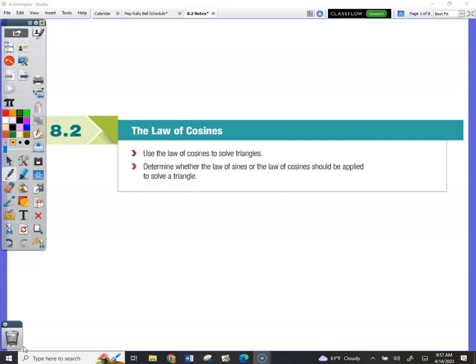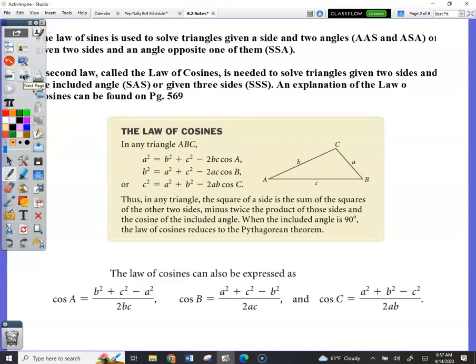Okay, so look at this slide right here. If you want to take your highlighter and highlight this info, it will help you to remember when to use which one. The law of sines is used to solve triangles given a side and two angles, whether it's angle, angle, side, or angle, side, angle. And then if you have the irate customer, right? Those are the scenarios we practiced. You with me?